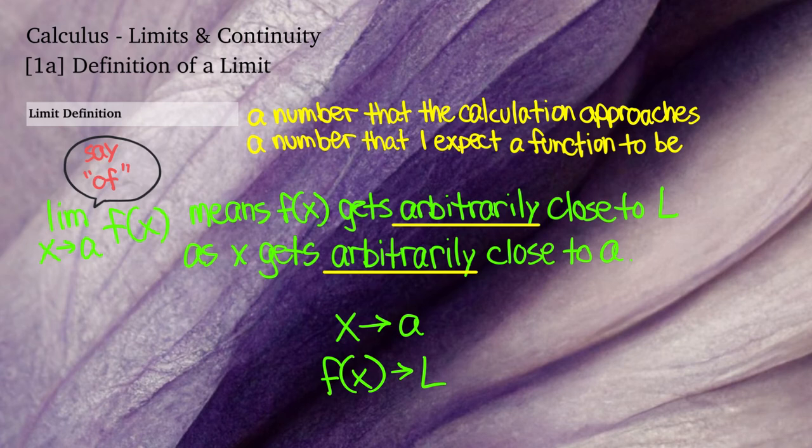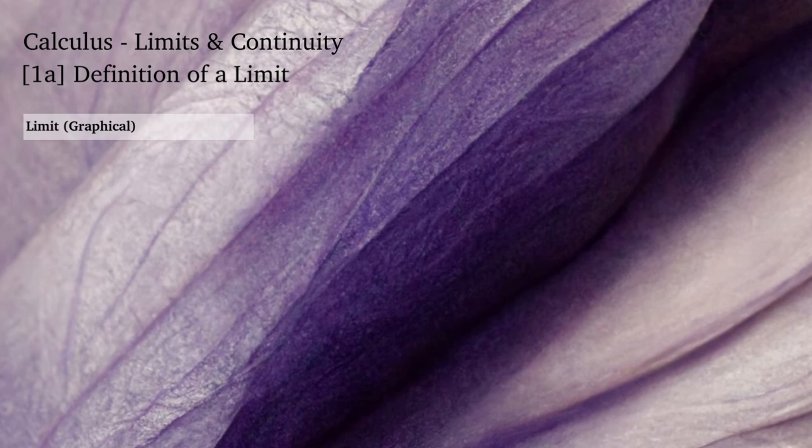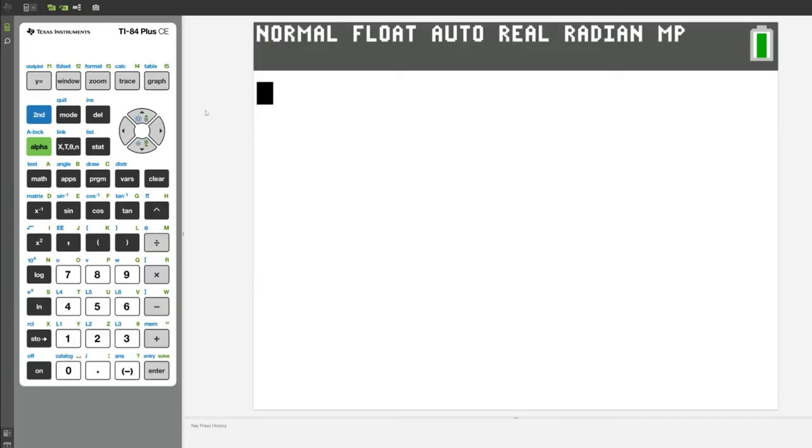The next thing we'll do is calculate limits graphically. When finding the limit of a function, it's best to start with the numerical approach, like we did, then move on to the graphical approach. We'll check out the algebraic approach in the next lesson. If you have a TI-84 calculator, I recommend following along.